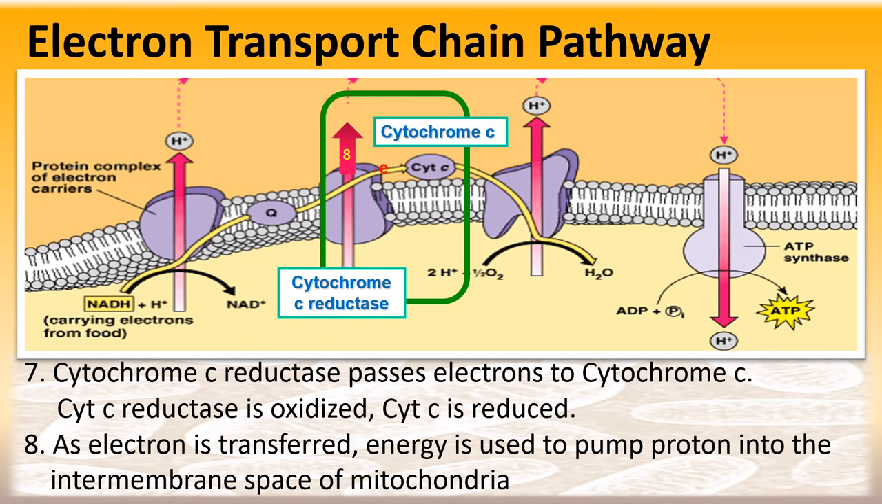Cytochrome C reductase passes electron to cytochrome C. Cytochrome C reductase is oxidized. Cytochrome C is reduced. As electron is transferred, energy is used to pump proton into the intermembrane space of the mitochondria.